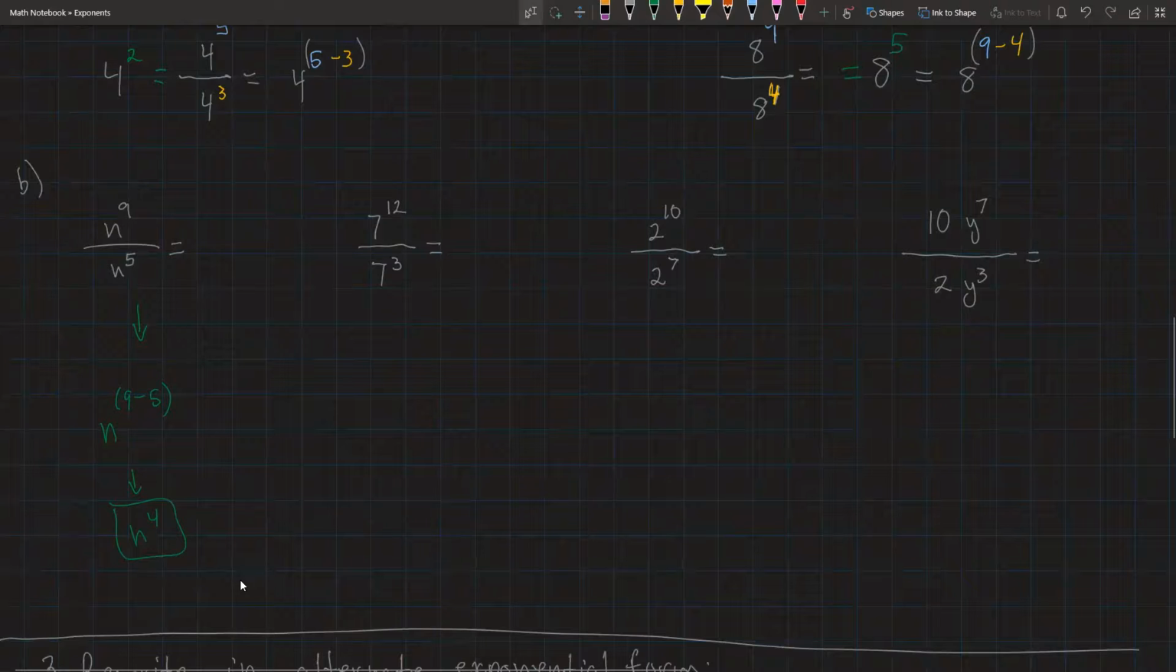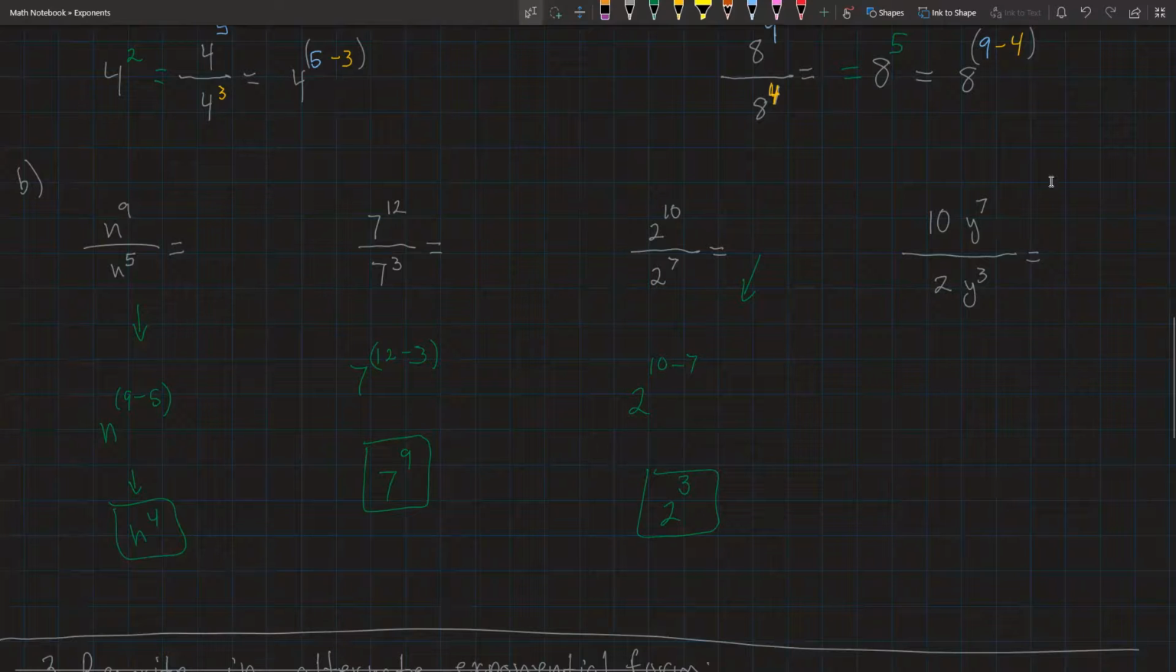You can eventually start to do them in your head. For right now, I'm just going to write a little bit more steps. This becomes, because it's the same base and division, 7 to the 12 minus 3, which becomes 7 to the 9th power. Same with this one. Same base of 2 and division, we can rewrite this as 2 to the 10 minus 7. That's very powerful for what's coming up. And that's the same as 2 to the 3rd. Eventually, some of you will be able to go directly from here to here, or you probably already can do that, which is perfect.